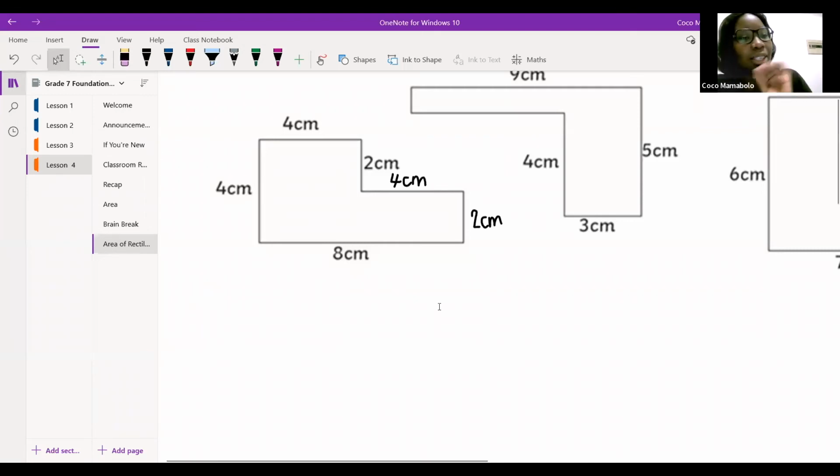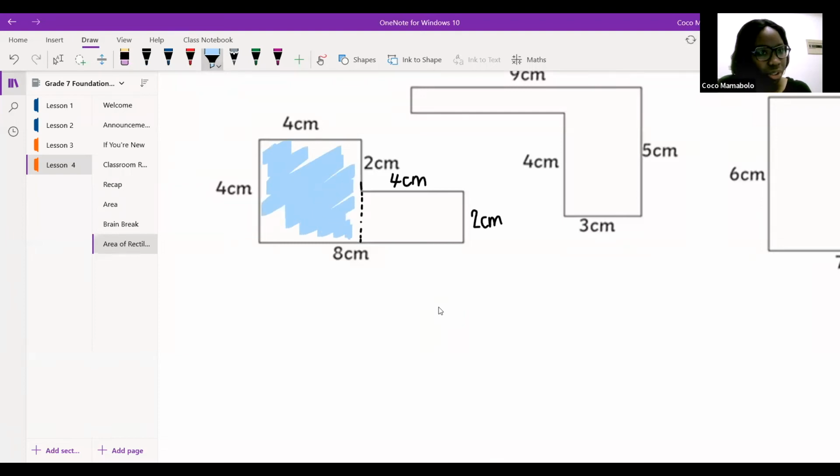Okay, guys. So this is what Titelo is actually saying. She's saying, because rectilinear shapes are made up of rectangles, we can break our rectilinear shape up into rectangles, calculate the areas of those rectangles, and then add them together. So I can split this down the middle like this. Then I've got a rectangle over here, or this one is a square, and then I've got another rectangle over here.